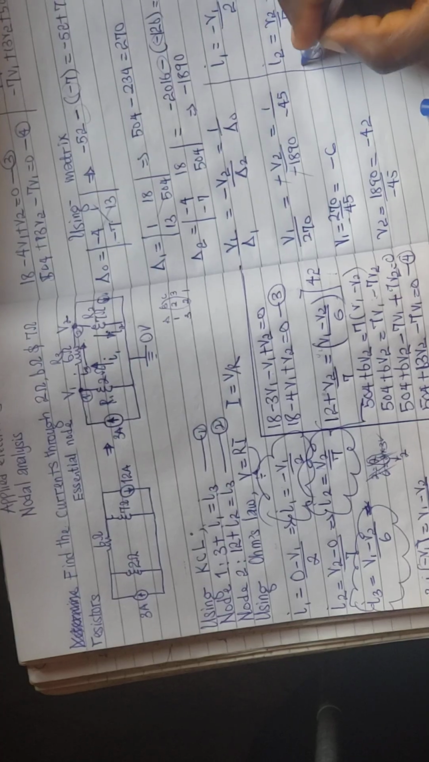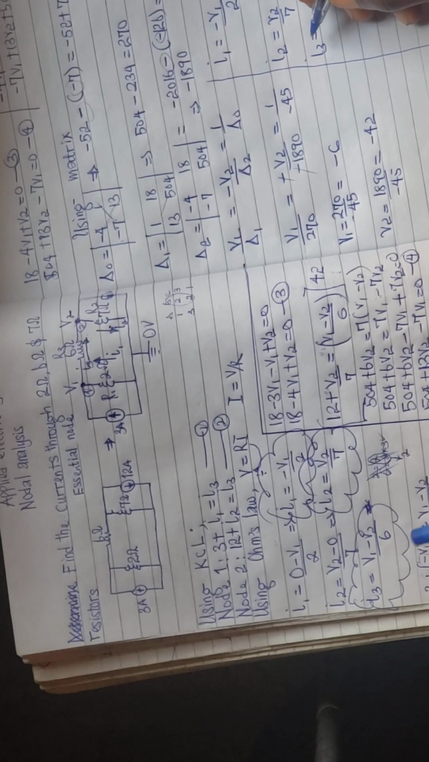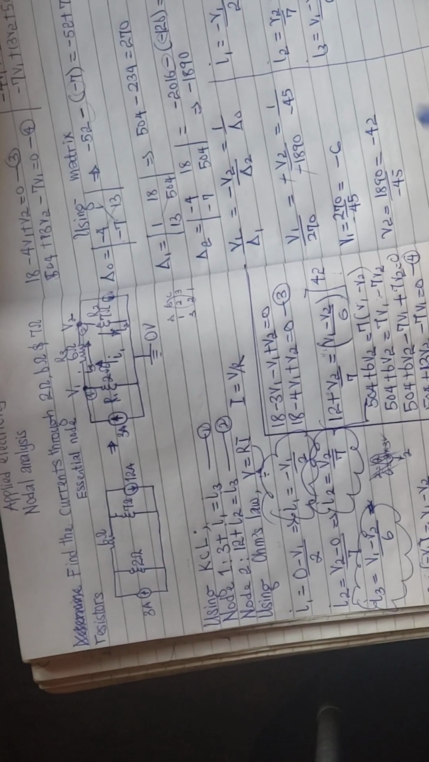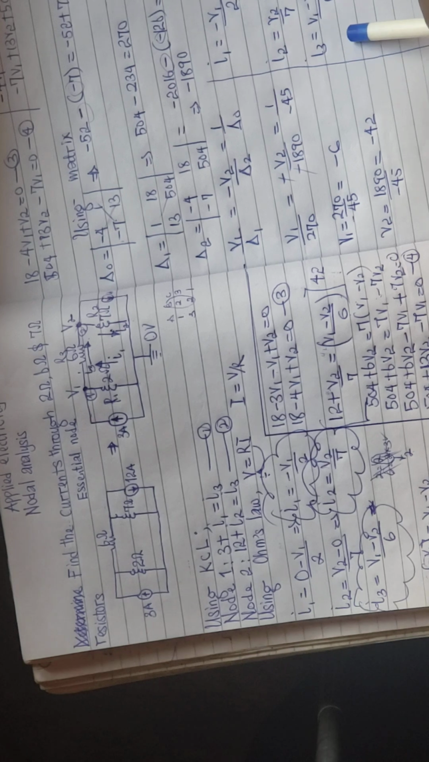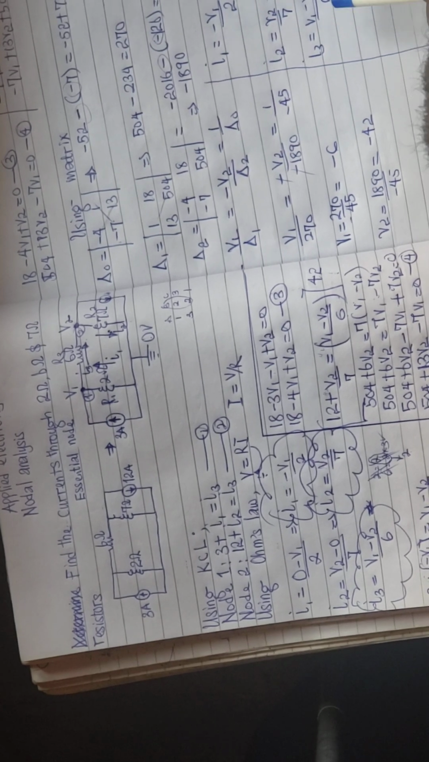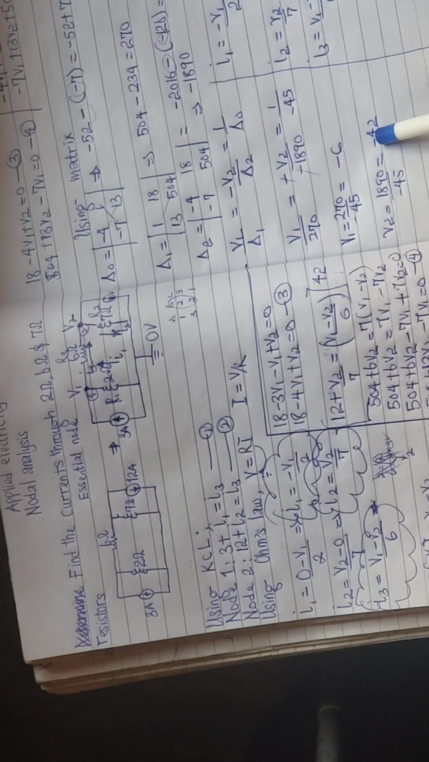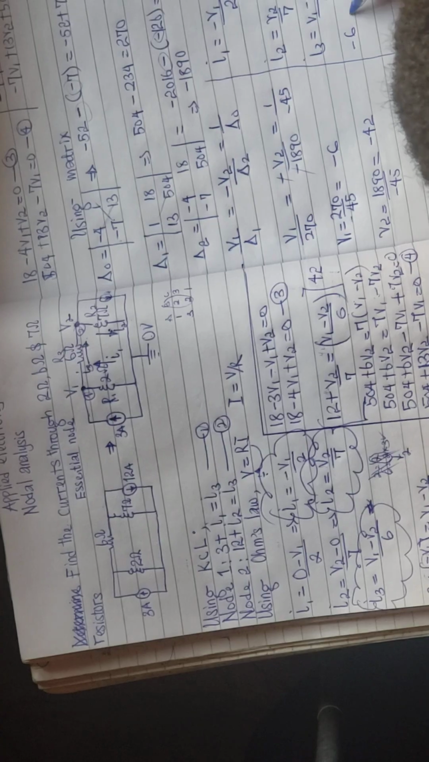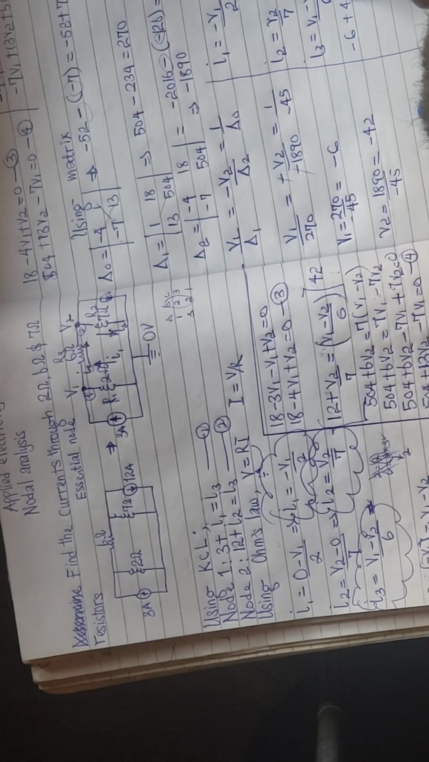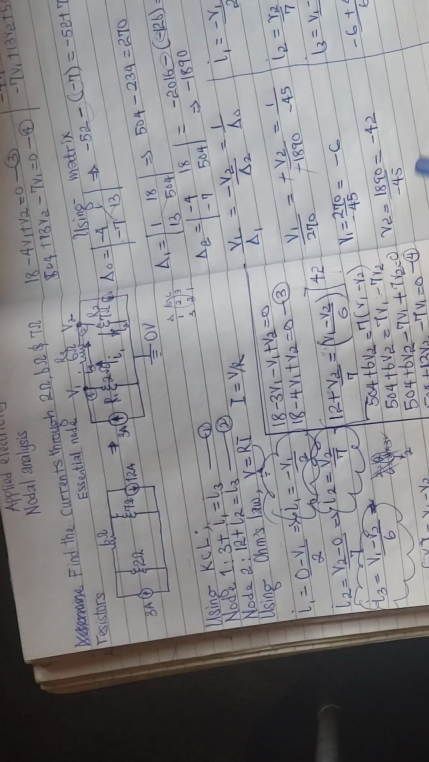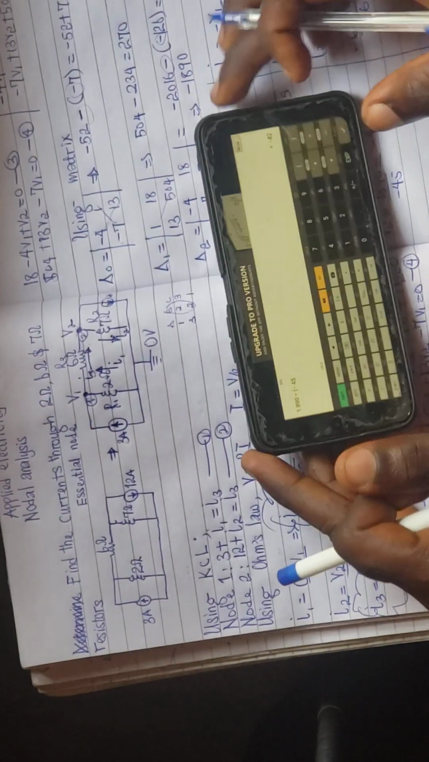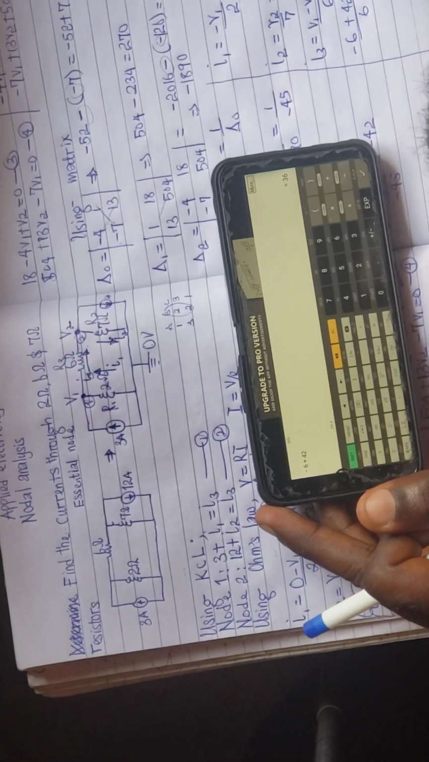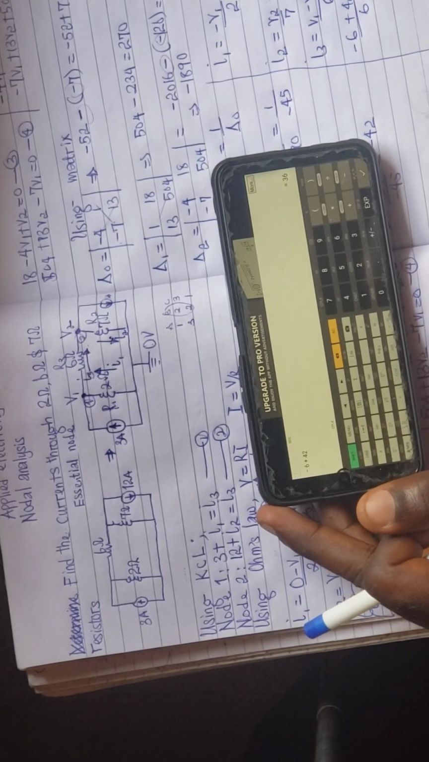So what about I3? Look at I3. I3 is V1 minus V2 over 6. So V1 is minus 6 minus, look at 42 here. So this is minus here, and this 42 is minus 42. So over 6, minus and minus will give us plus 42 over 6. So I have minus 6 plus 42. That will give me 36. So 36 divided by 6, that gives me 6 amps.